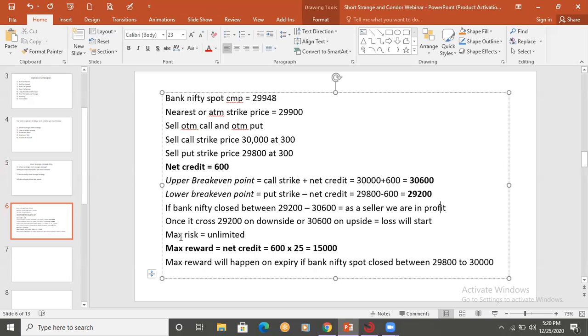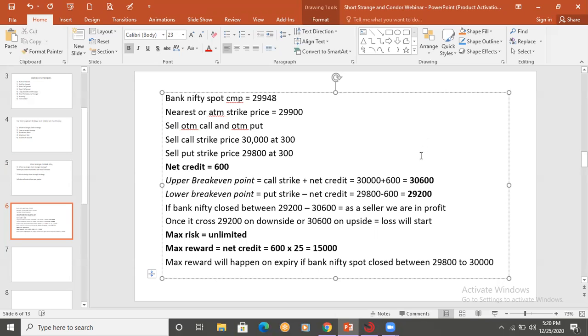How much loss can happen, guys? Loss can be unlimited. As you can see here, maximum loss is unlimited. If Bank Nifty on the day of expiry closed above 30,600 or below 29,200, then our loss will start. So if it closed at, let's say, 31,000, your loss will be 400 points.